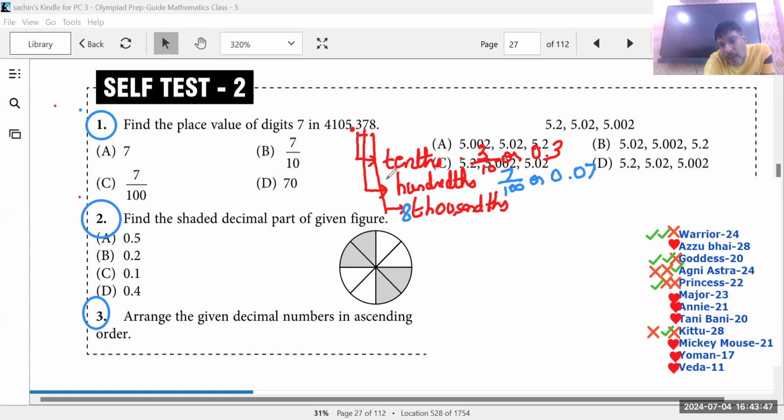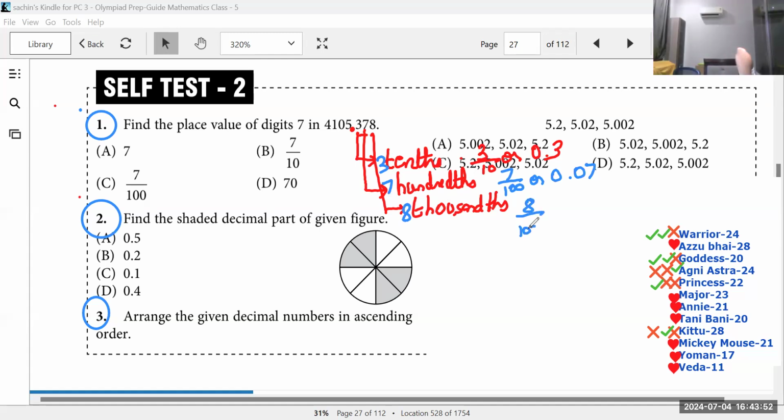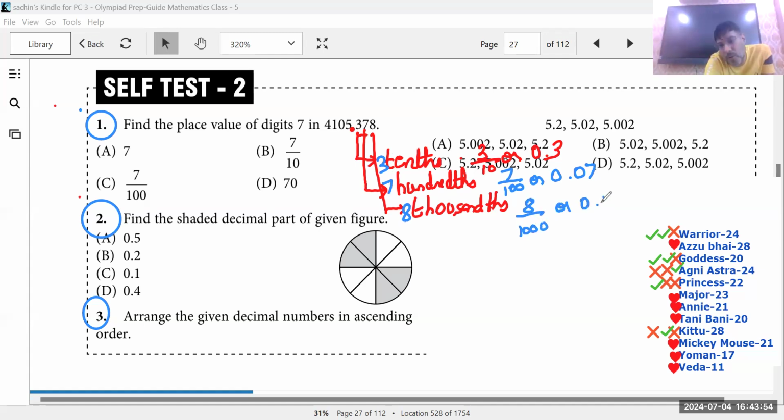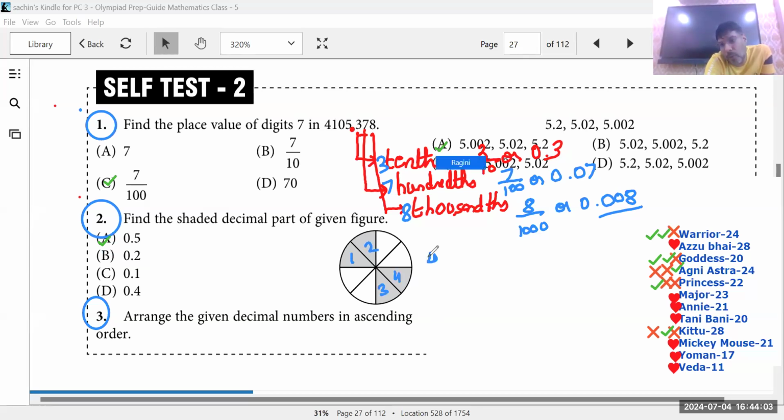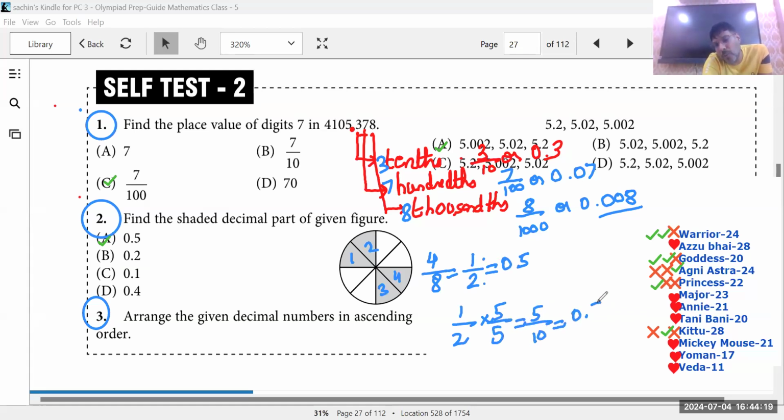Thousandths, it is 8 thousandths actually. How will I write 8 thousandths? 8/1000 or 0.008. Do you remember, Kitu and Aganya? Sir, I got confused once. And this is 1234/8, which is 1/2. 1/2 is always 0.5. If you forget, multiply by 5/5. 1/2 into 5/5, you will get 5/10, which is equal to 0.5.